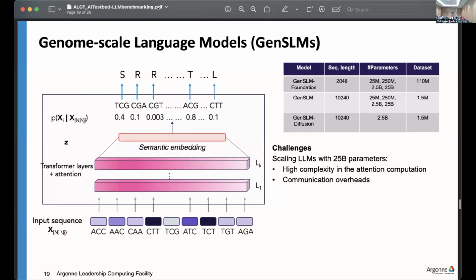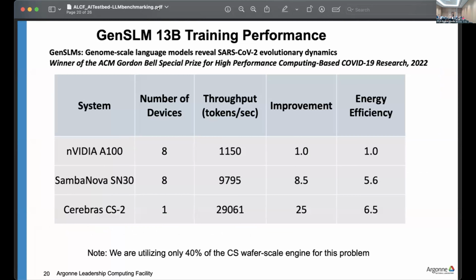In the table there, you see there's a foundation model and there's also a diffusion model. We're looking at the sequence length, the number of parameters that can be run, and also the dataset. The main challenge here from the compute side is scaling these models to handle up to 25 billion parameter models, especially as you see some overheads coming from attention computation along with the communication overheads as we scale them across multiple devices. There are a lot more details in the paper, but this is a high-level summary for one data point that I would like to focus on.